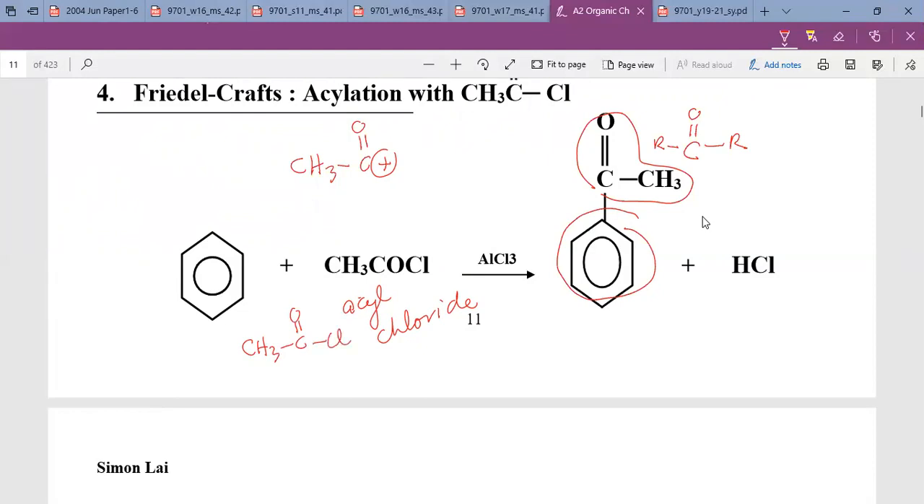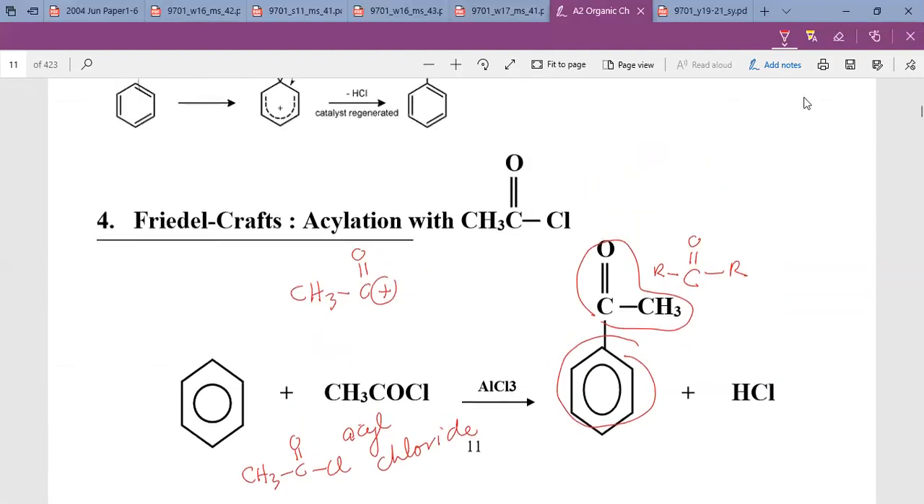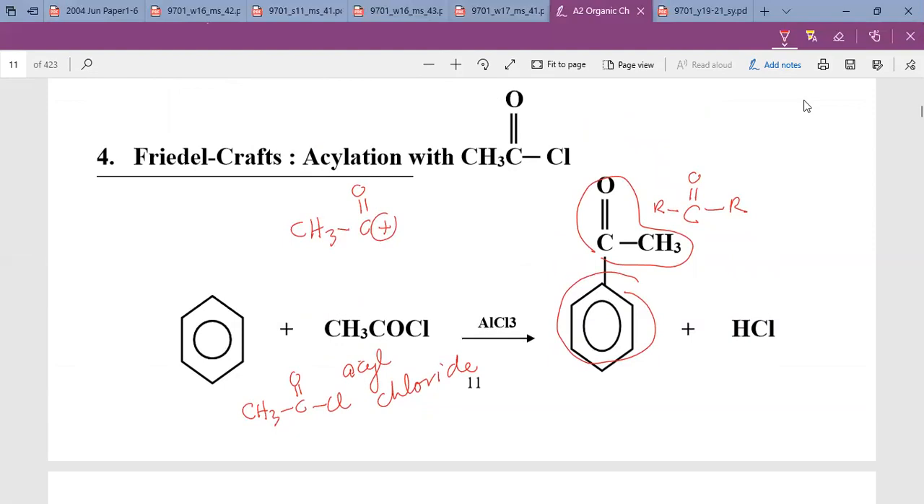Now for most Friedel-Crafts reactions, let me just tell you this. You will find it in your marking scheme. For Friedel-Crafts, meaning acylation or alkylation, they normally use AlCl3. It's not wrong to use FeCl3, but normally the marking scheme always uses AlCl3, to remove, to carry away the chlorine.